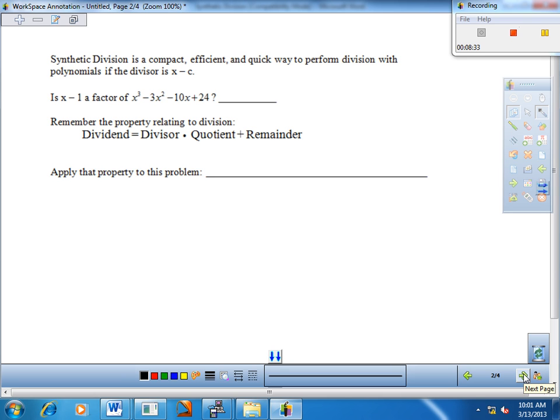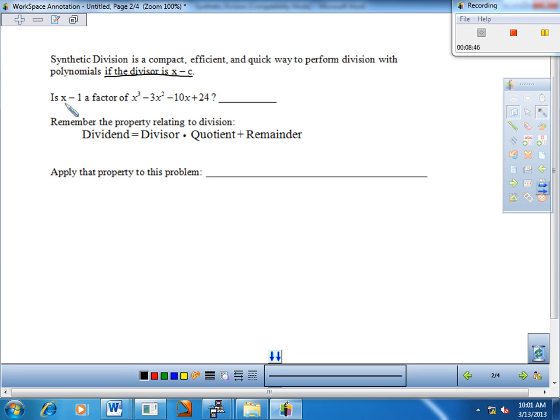So synthetic division, as it says, is a compact, efficient, and quick way to perform division with polynomials, and here's the key, underline that for me: if the divisor is linear in nature, and just either x minus or x plus, obviously x minus that constant. All right, so that's the condition that we're going to be working on.